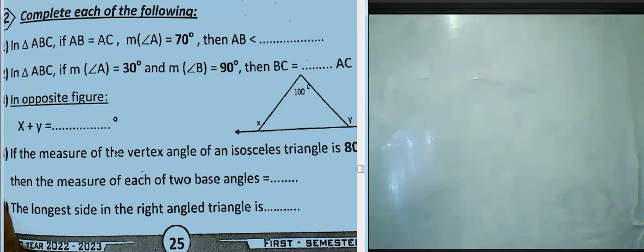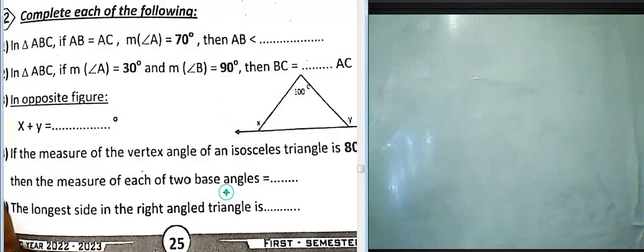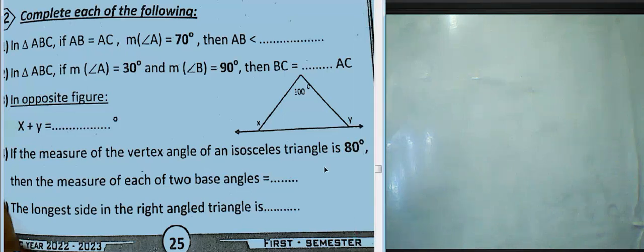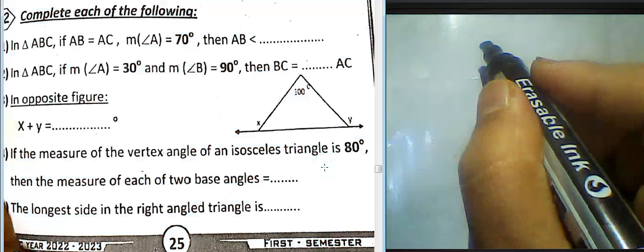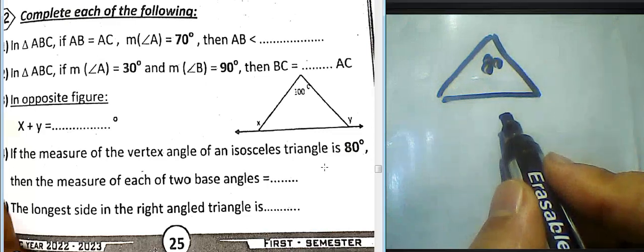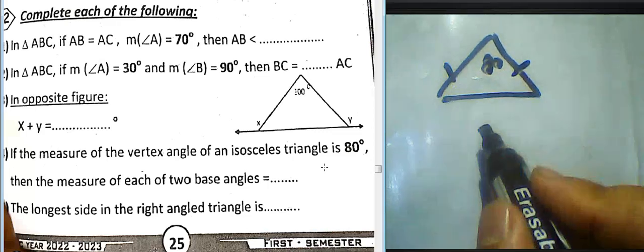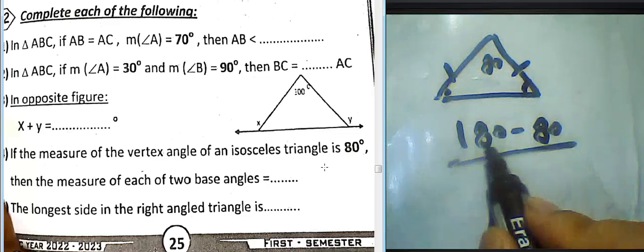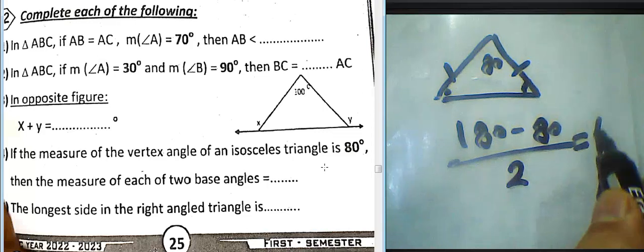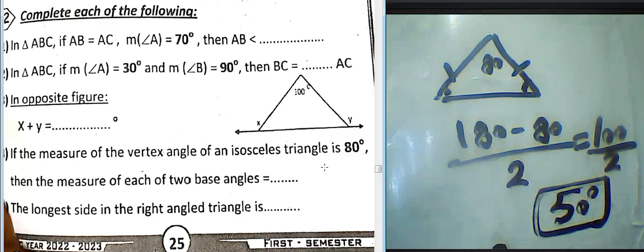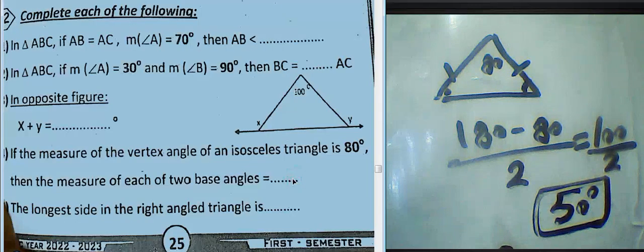Question number 4: if the measure of the vertex angle in an isosceles triangle is 80 degrees, then the measure of each of the two base angles equals. We have here the vertex angle 80 degrees, and we have an isosceles triangle. Then we can find the measure of the base angles. Each of them equals 180 subtract 80, which is 100, divided by 2 equals 50 degrees. So we must write here 50 degrees.